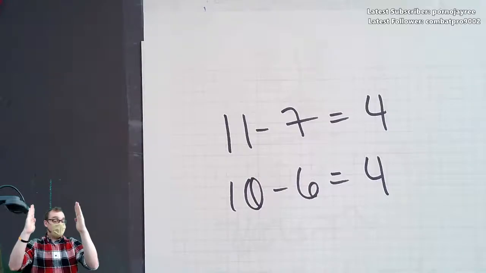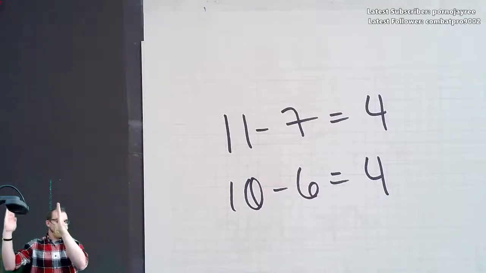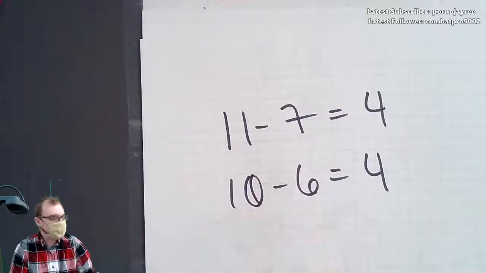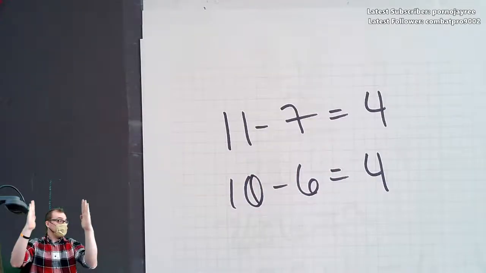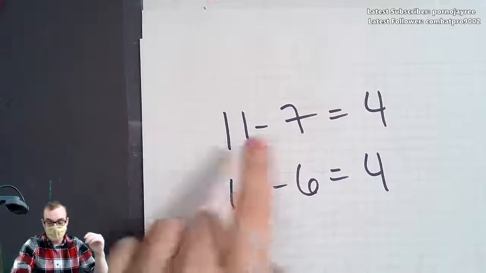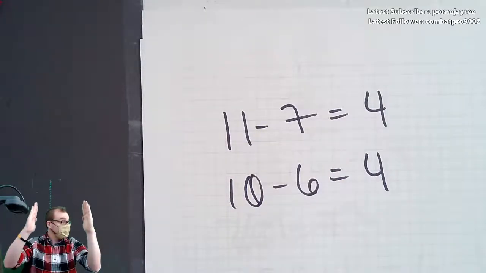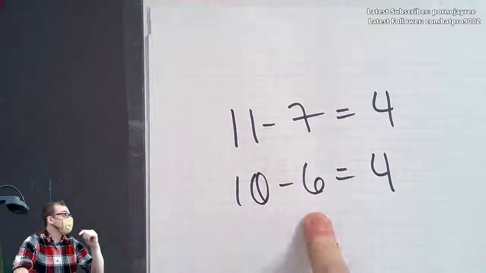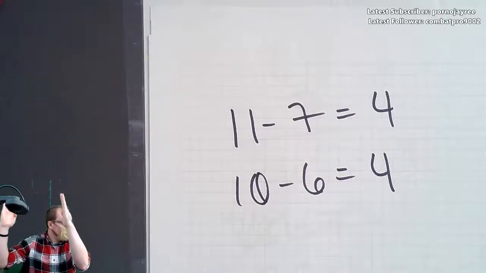Imagine 2 points on a number line. I subtract 2 from those points. Did the distance change? 11 minus 7 is the same as 10 minus 6, because all we did was subtract 1 from both of these, didn't we? We moved them both to the left 1.